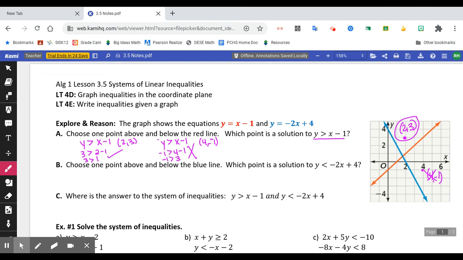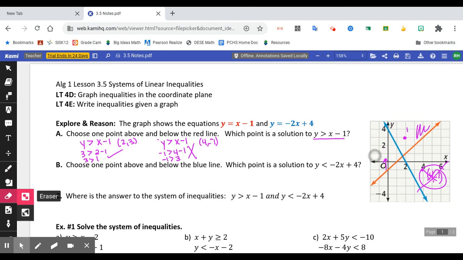If you think about this, we said that it's greater than, right? So greater than would be above this, which would mean that all of this would be shaded. So this point that we picked falls in that shaded region. So that's why it's an answer. And this one down here is not. Okay, so let's talk about it the other way.